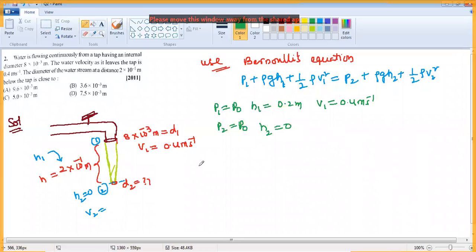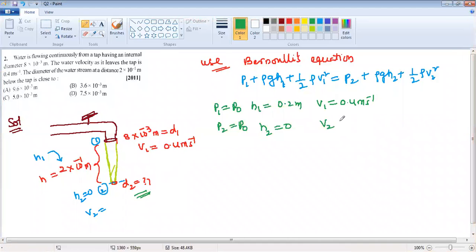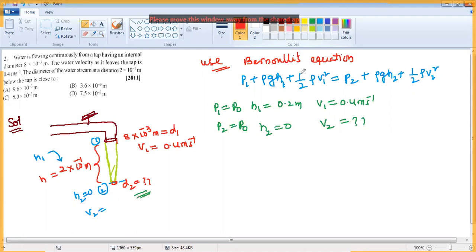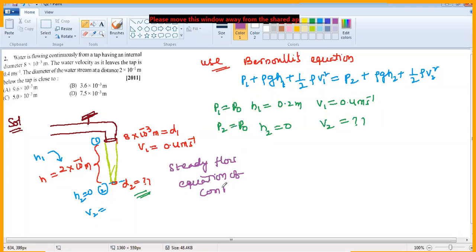As per our question, we want to find the diameter. We should know about the V2 here. Once we know the V2, by using the steady flow concept, the equation of continuity, in the case of a steady flow, A1 V1 equals A2 V2.